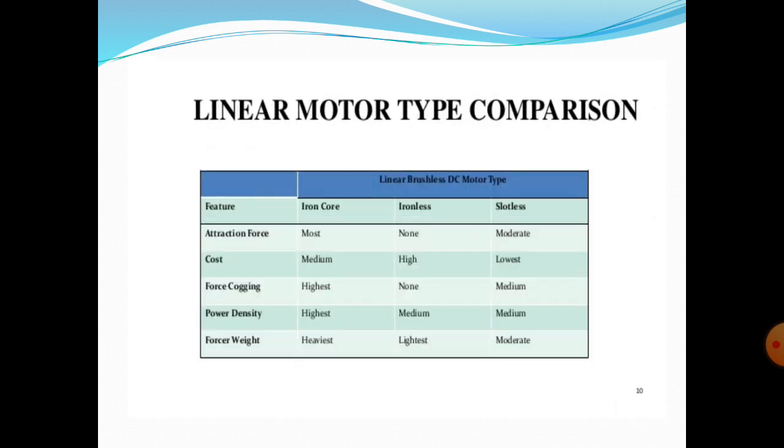And the next one is the comparison between linear motors. Attraction force is highest in the iron core, and cost-wise, the slotless motor is the cheapest compared to iron core and ironless core. And these are the basic comparisons of the three types of linear induction motors.